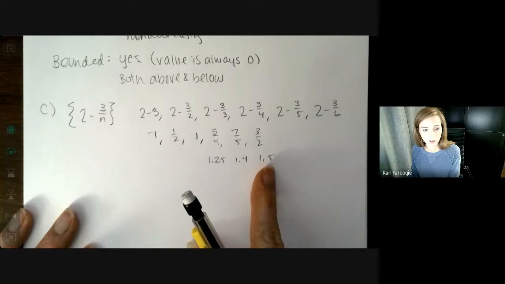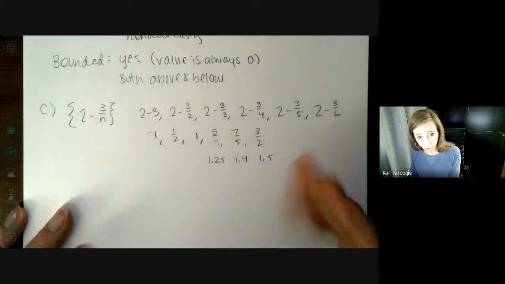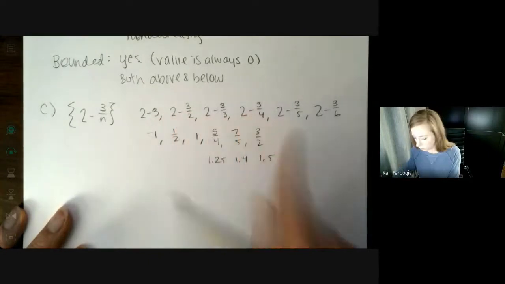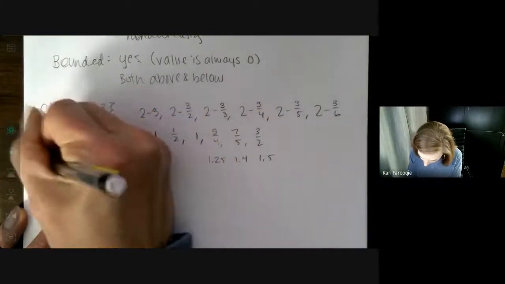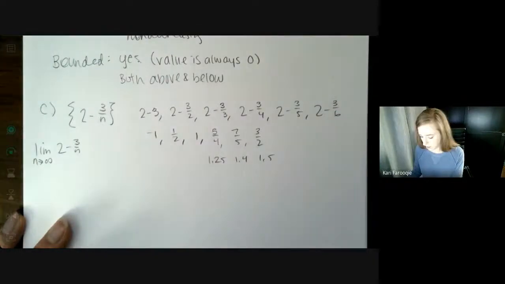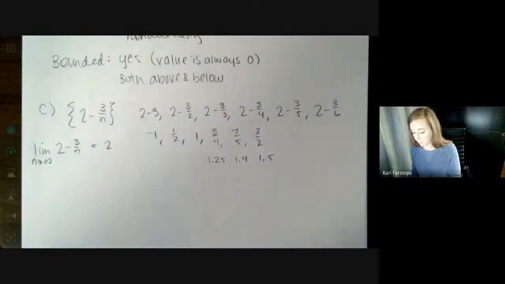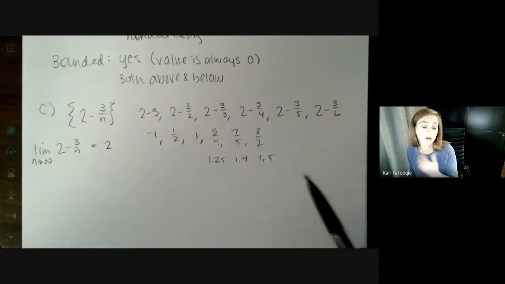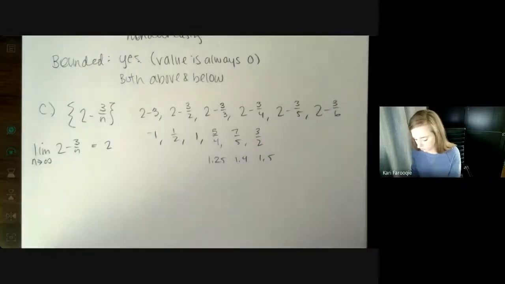I feel like there's definitely enough evidence in this case to suggest that, because think about what you're subtracting from 2 each time. The value that you're subtracting from 2 each time is getting much closer to 0. If you were to take the limit of 2 minus 3 over n as n approaches infinity, you would get 2 minus 0, which is 2. So these terms are eventually going to head to 2. We can now state that this sequence must be bounded by 2.